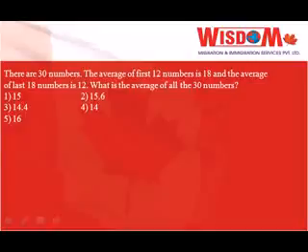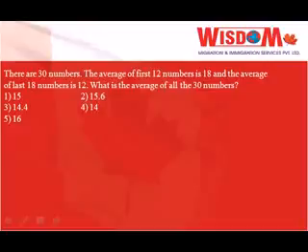The average of first 12 numbers is 18 and the average of last 18 numbers is 12. We have to find the average of all 30 numbers. Now this can be done through deviation as well, which would be pretty easy. But since we are learning what weighted average is, I'm going to do this question by the weighted average method.